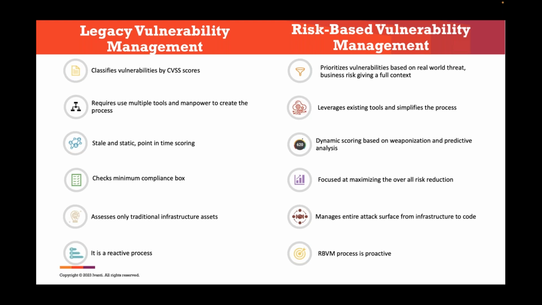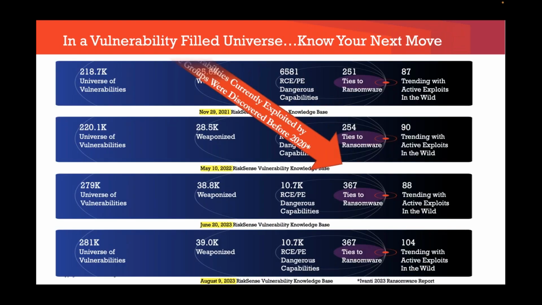When you look at that, it becomes a very dynamic program, right? Your scoring is now based on weaponization. There's a number of predictive analysis in there. We have some proprietary calculations and things that Dr. McCamala has engaged into our platform. And because of all of this, your risk-based vulnerability management process becomes very proactive. How can we stay a step ahead of the bad guys? And how can we make your team like snipers, not like infantry? So the difference between legacy and risk-based.